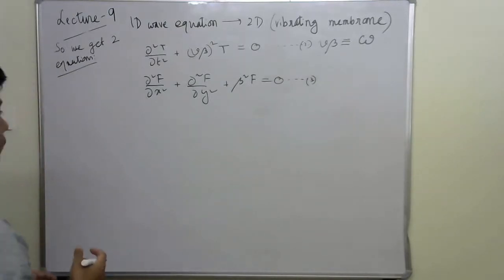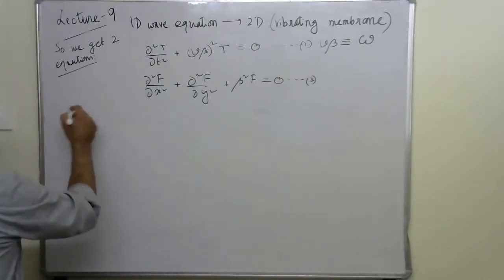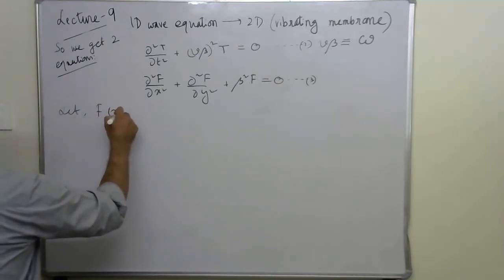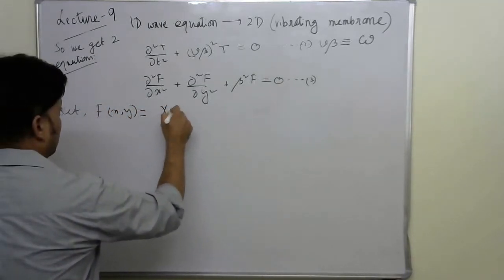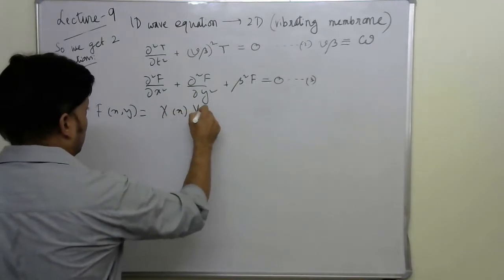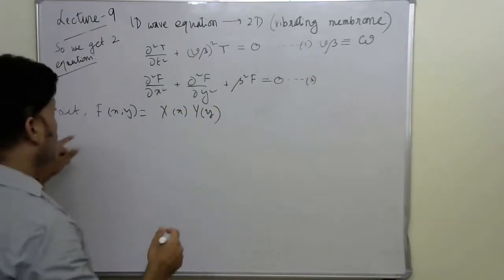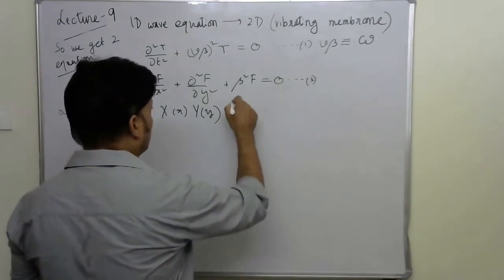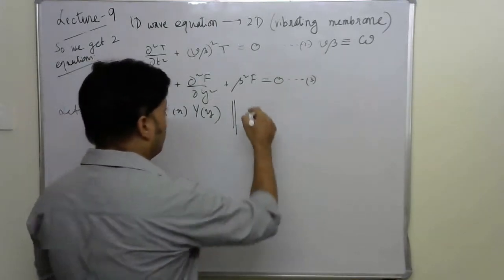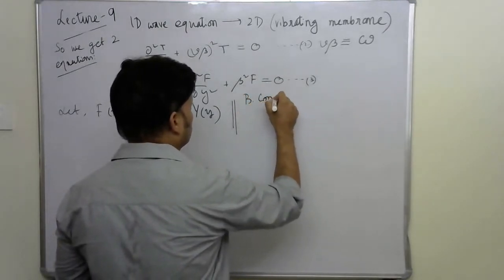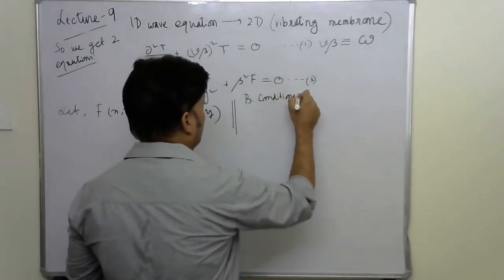So how do we solve it? Again, we can solve it by letting f(x,y) equal, once again, the product of two independent functions containing independent variables x and y. The moment we write that, we have to define our boundary conditions. So I'm writing in short the boundary conditions.